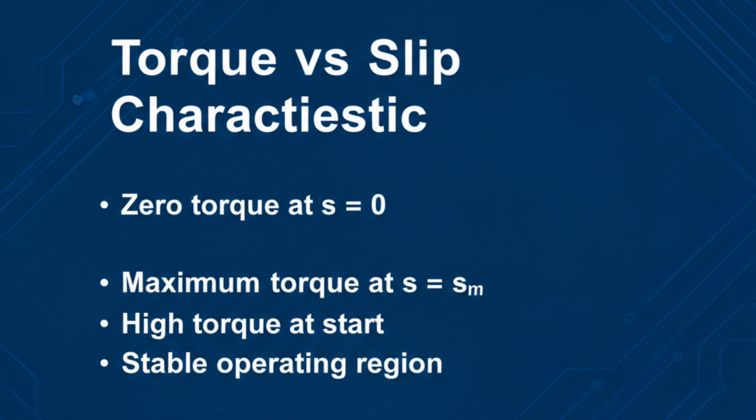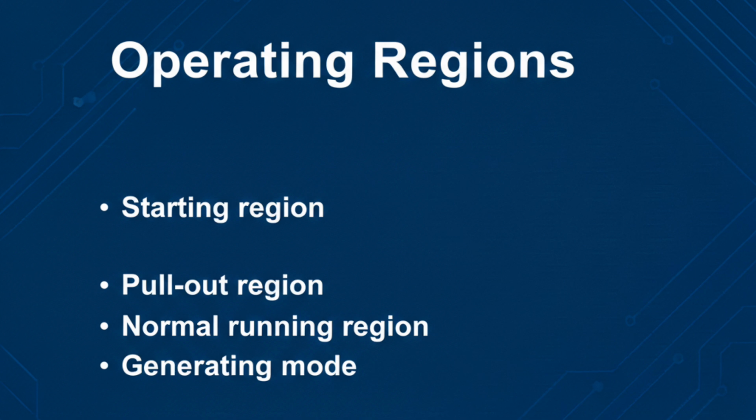Now let us look at the torque slip or torque speed characteristic curve. If we plot torque on the vertical axis and slip or speed on the horizontal axis, we obtain a curve that starts from zero torque at synchronous speed where slip is 0, rises to a maximum value at a certain slip called Sm, and then decreases again as slip further increases toward 1. At starting, when slip is equal to 1, torque has a certain value known as starting torque. The region between zero slip and the point of maximum torque is called the stable operating region, because in this region an increase in load causes a small increase in slip and the motor automatically develops more torque to balance the load. We can divide the torque-slip curve into different regions of operation.